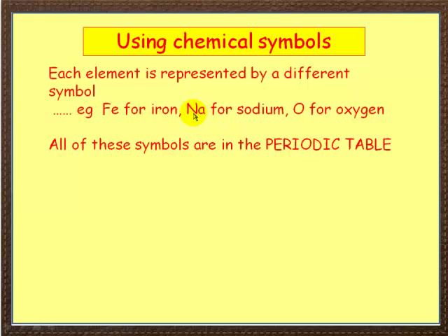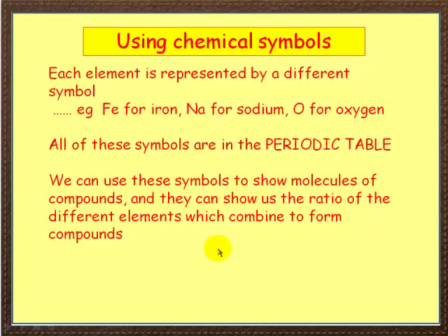I haven't got a clue where Na comes from. Perhaps you can find out. But again, it's a capital followed by lowercase for sodium. Now all these symbols are, as you now know, in the periodic table. We can use symbols to show molecules of compounds, and they can also show us a ratio of different elements which combine to make up compounds.